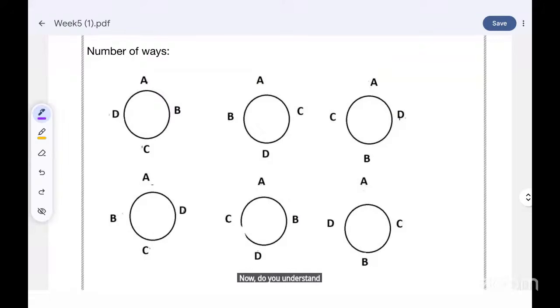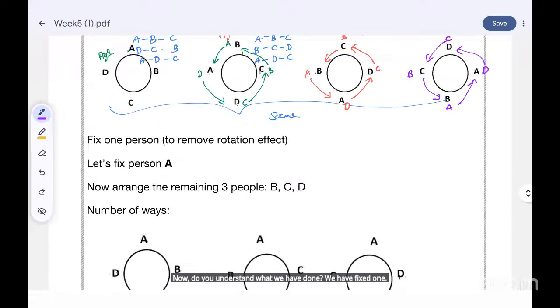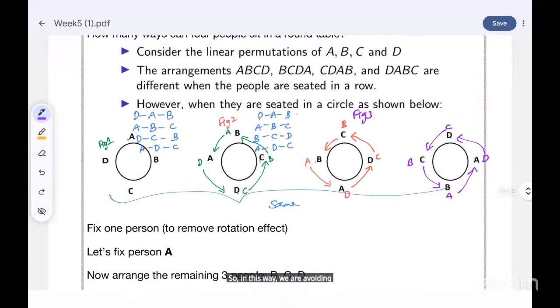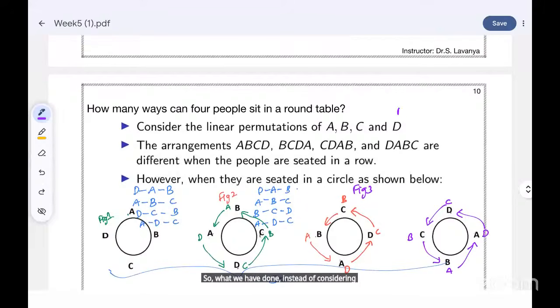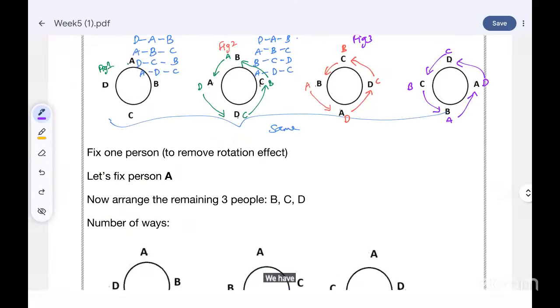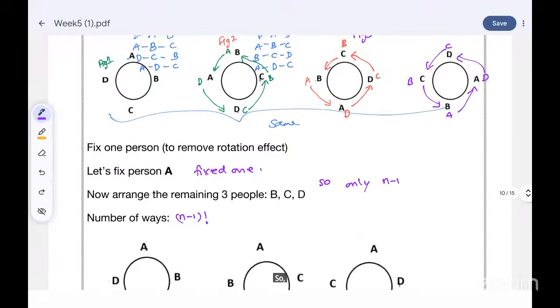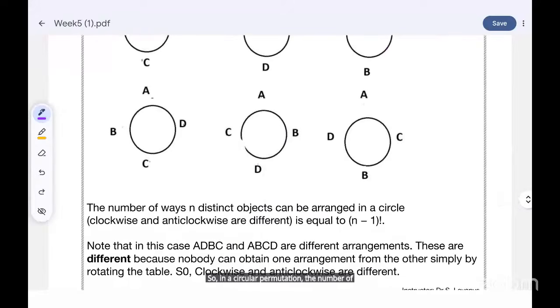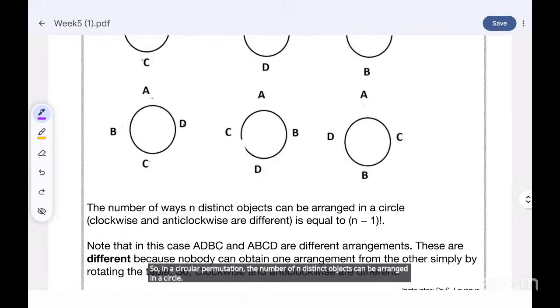Now do you understand what we have done? We have fixed one and the remaining we are arranging in different possible ways. In this way, we are avoiding the repetition which we saw earlier. Instead of considering 4, we have considered fixed 1, so only n minus 1 is what we have considered. So the number of ways is n minus 1 factorial. In a circular permutation, n distinct objects can be arranged in a circle, where clockwise and anti-clockwise are different, in n minus 1 factorial ways.